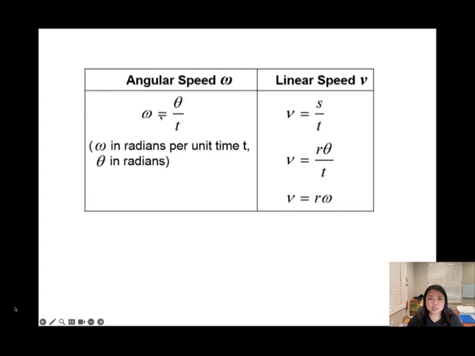Angular speed equal to theta over T. And then we have this formula, V equal to S over T. And you know S equal to R theta, right? So we're going to replace S with R theta here. And then, can you look at here? The theta over T is going to be equal to W. So we have another formula, V equal to RW. The radius times the angular speed will be equal to the linear speed.